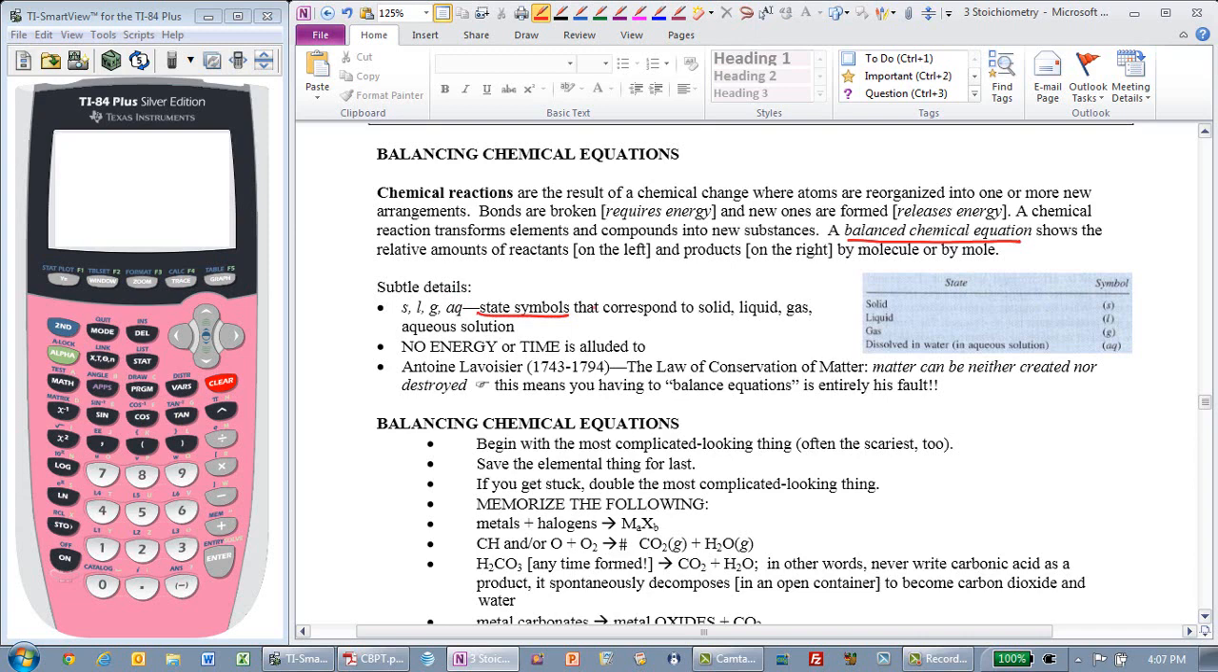No energy or time is alluded to when you look at a balanced chemical equation. There's lots of room for us to study those sorts of things later on in the course. We're at the beginning of the course at this point, so we're just trying to get down some basics.